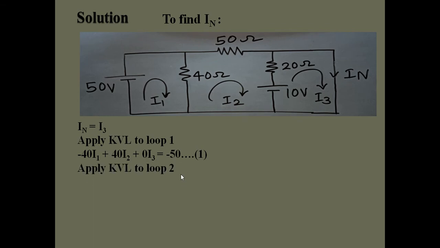Now we will apply KVL to loop 2. So our equation will become 40 I1 minus 110 I2 plus 20 I3 is equal to 10.